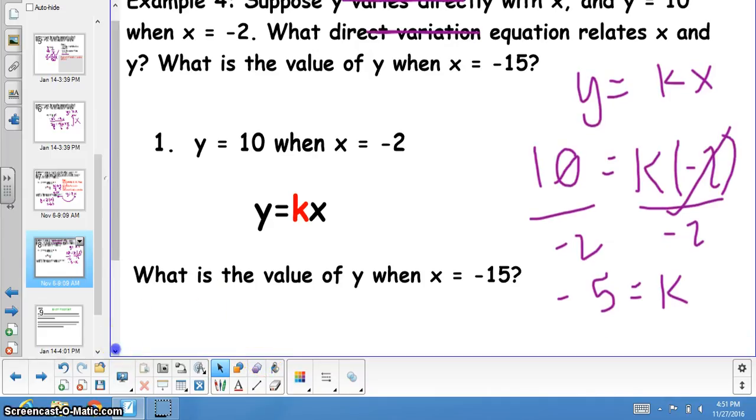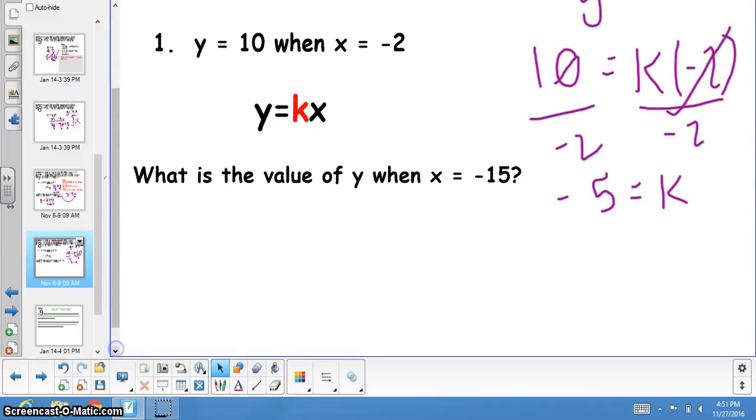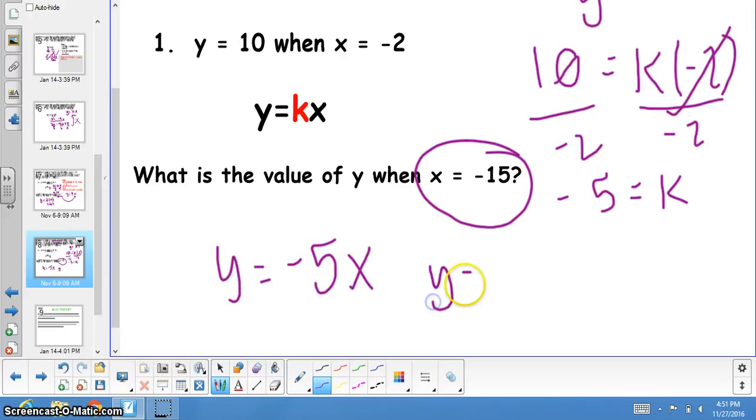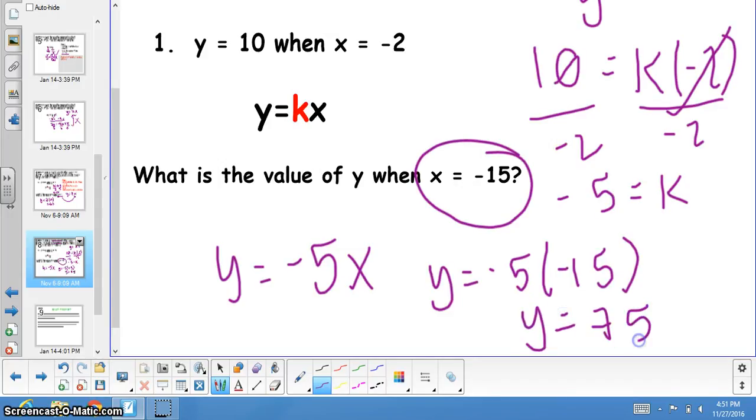So my new equation is y equals -5x, and I want to know what my value is when x equals -15. So -5 times -15, and I get y equals 75.